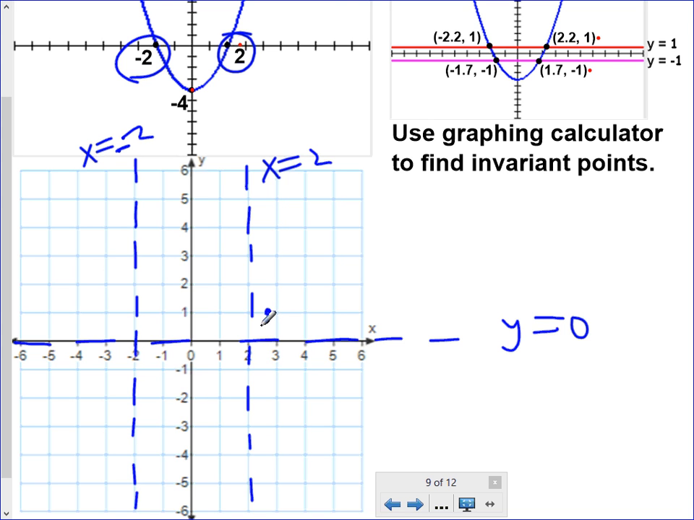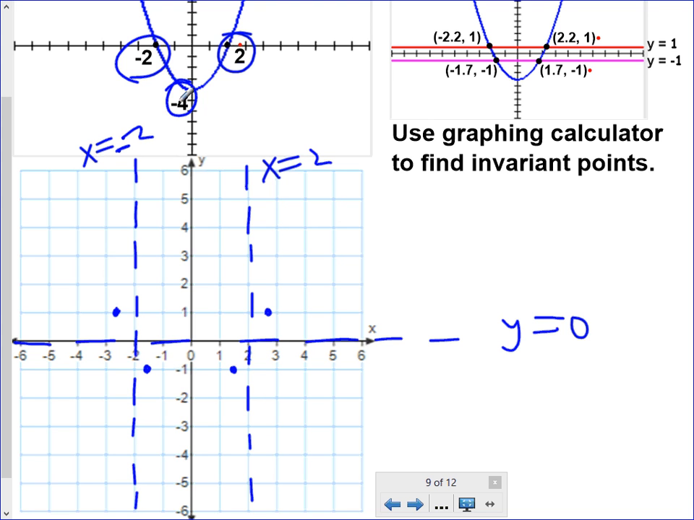I have 1.7 and negative 1. I have negative 1.7 and negative 1, and negative 2.2 and positive 1. Okay, I've got my invariant points. And then let's look at my y-intercept of negative 4.